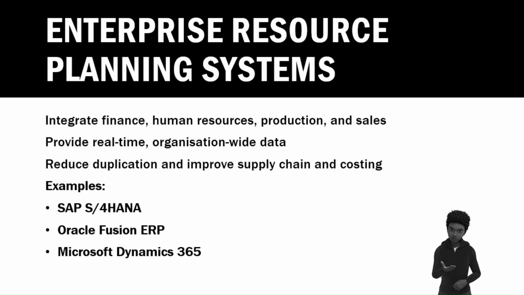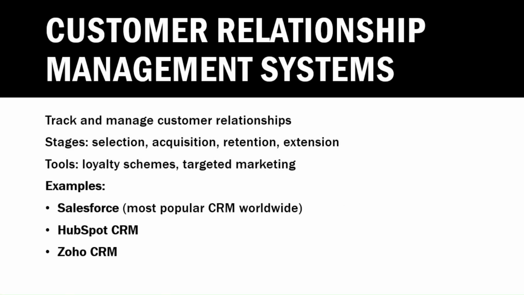Enterprise resource planning systems. Enterprise resource planning systems integrate core processes such as finance, human resources, supply chain, and operations into one database. Examples include SAP S/4HANA, Oracle Fusion ERP, and Microsoft Dynamics 365, all of which deliver real-time, organization-wide information. Customer relationship management systems.